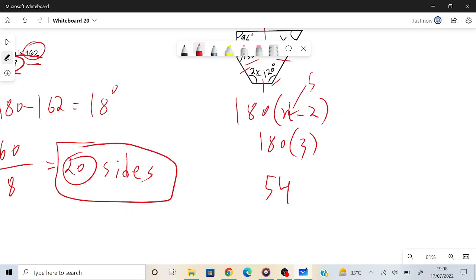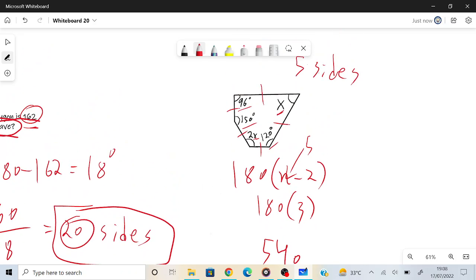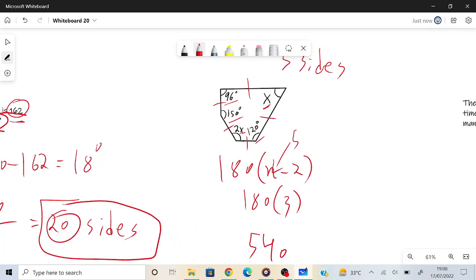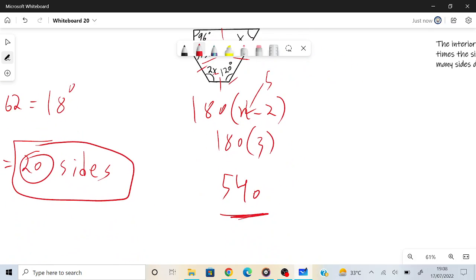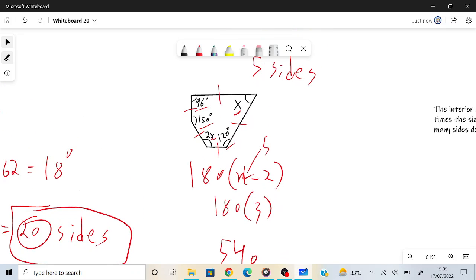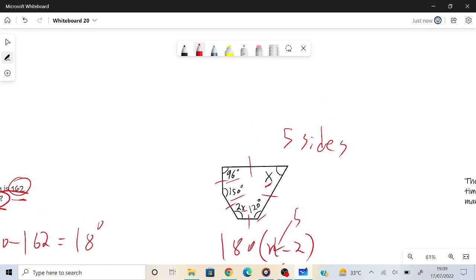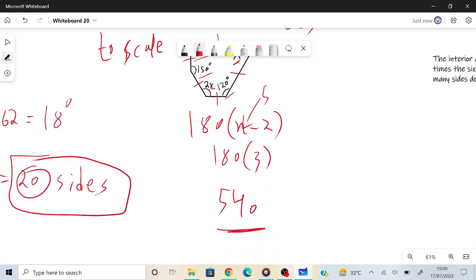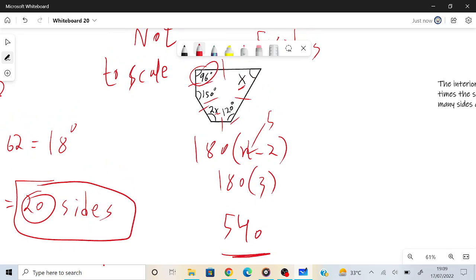So I know that all the angles I have inside, which is 96 degrees, 150 degrees, x, 120 degrees, 2x, all of that should equal 540. So what we can do now is form an equation. But before I go on to that, it's very important for me to tell you that all these type of diagram questions are not to scale, meaning they're not drawn according to your protractor or whatever measurement you're using. Please don't go in your exam and start measuring x physically, because that is not going to be the right answer.